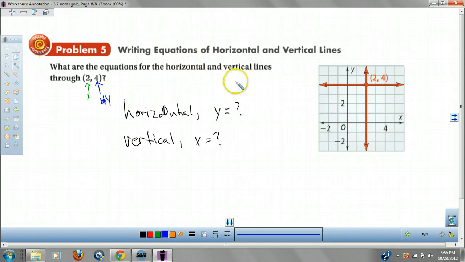The horizontal line, remember, horizontal goes this way, is going to be y equals 4, because I just grabbed that y coordinate. My vertical line is just going to be x equals 2. I just grabbed that x coordinate. And bada boom, bada bing, ain't no thing but chicken wing. That's all there is to it, guys.